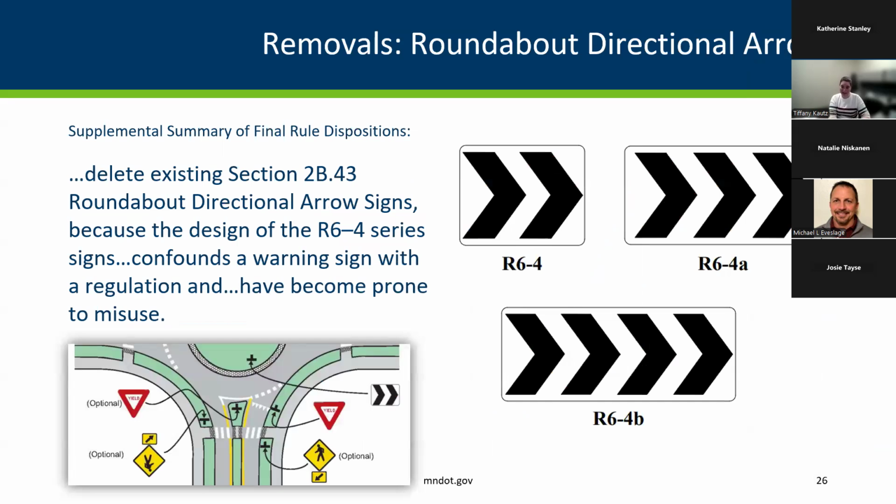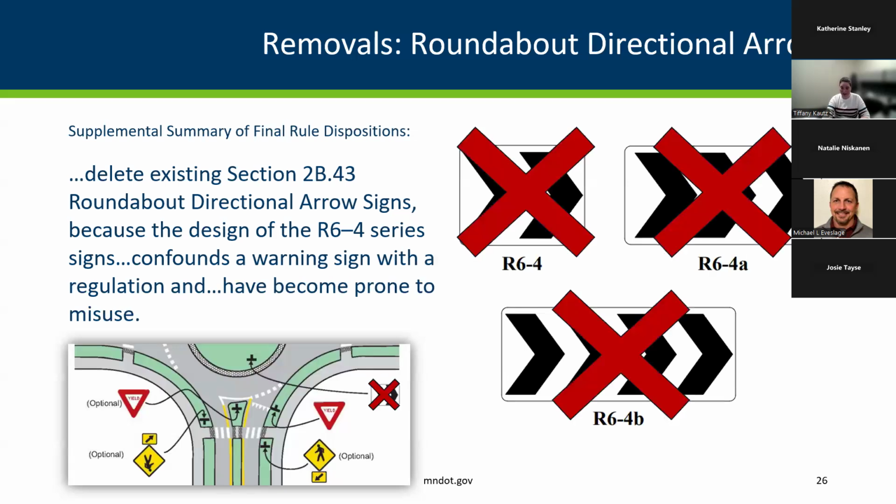Next is another item that showed up in the previous version of the manual and did not make the cut for the 11th edition. So this is the roundabout directional signs. They're used in the center island of a roundabout, and they are no longer allowed. And the reasons given were they confound a warning sign with a regulation and have become prone to misuse. Minnesota, MnDOT was concerned to see this change. We were disappointed to see these signs go away.